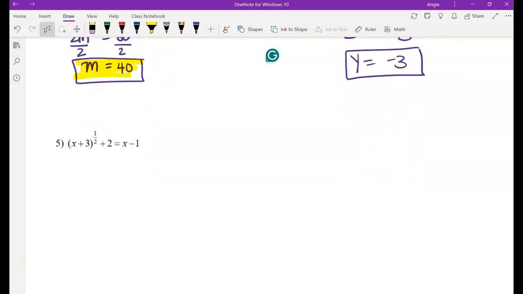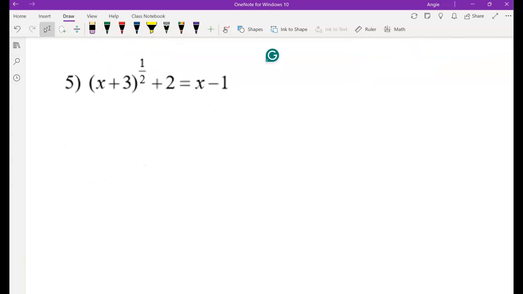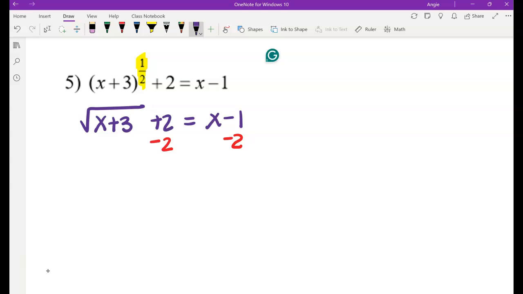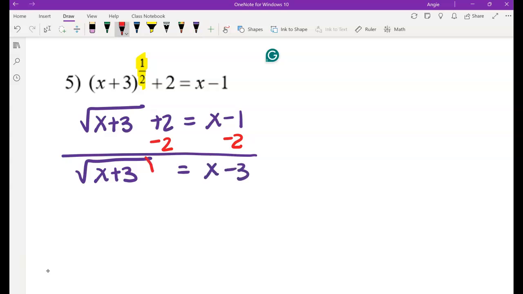Now we have example 5. The quantity of x plus 3 to the half power, plus 2, equals x minus 1. So when we see the rational exponent, which is a half, then we want to write it as a square root. So this is going to get written as the square root of x plus 3, plus 2, equals x minus 1. So we are going to minus 2 from both sides. Okay, isolate your radical. So the square root of x plus 3 equals x minus 3. Now we are going to square both sides.